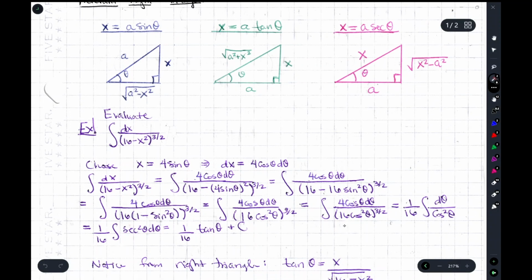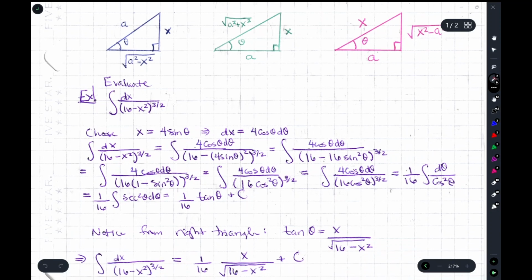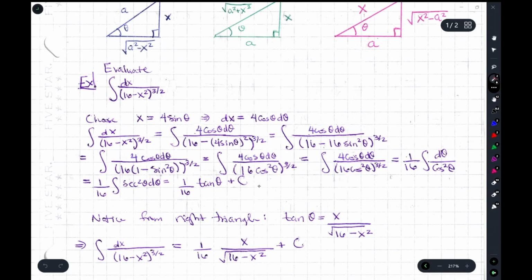And again, the big deal here is that we were able to, instead of having a difference there, and u substitution would not have helped us, right? Because you don't have an x dx term up there. But we can't stop there, right? Because our integrand was in terms of x. So how do we get back to this? What do we substitute for tan theta?